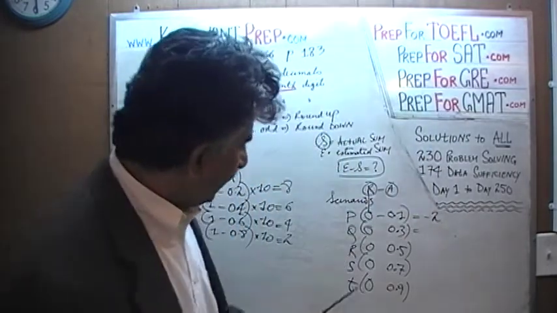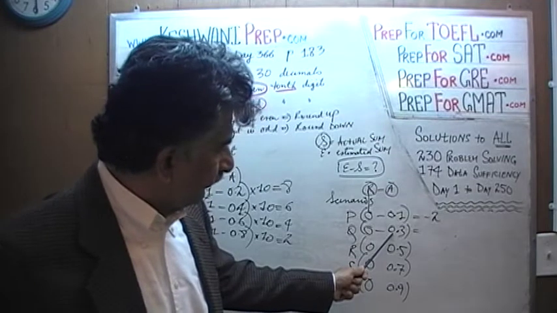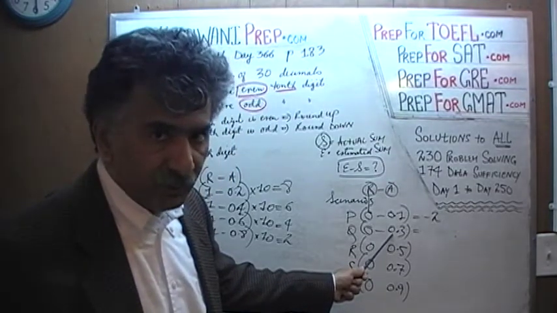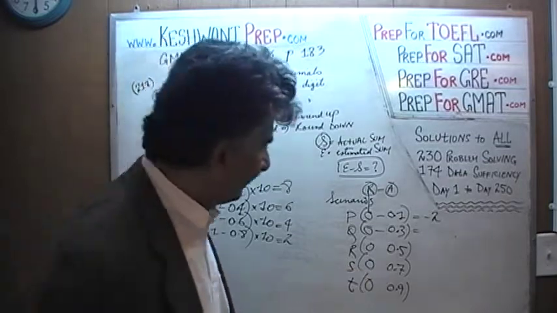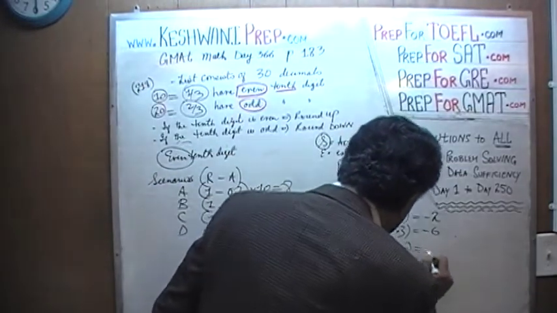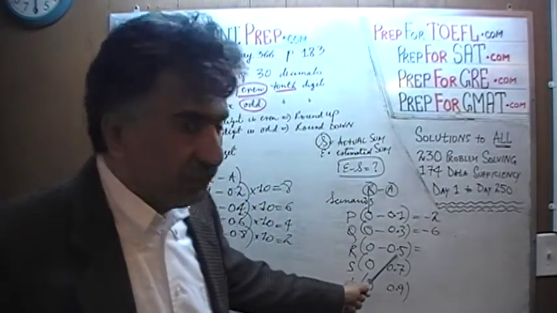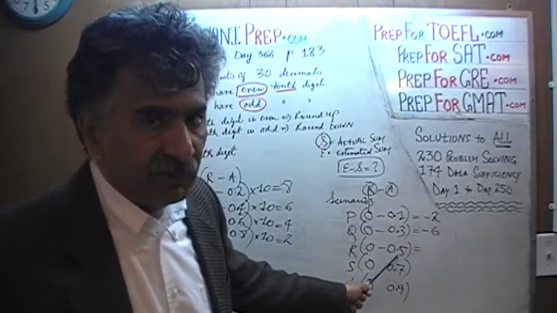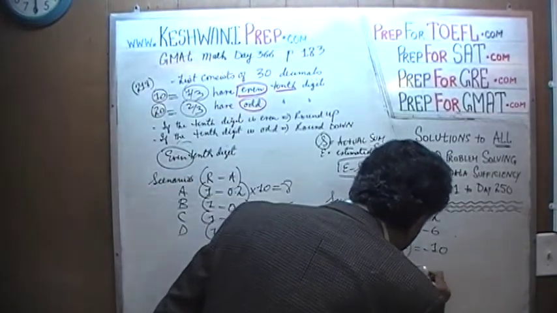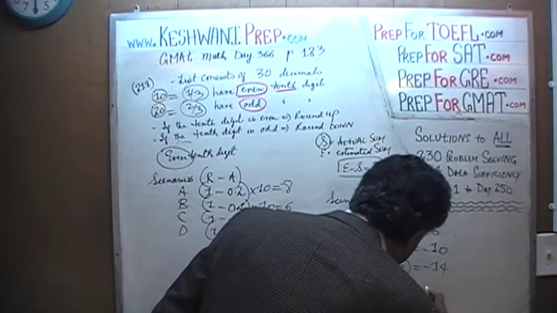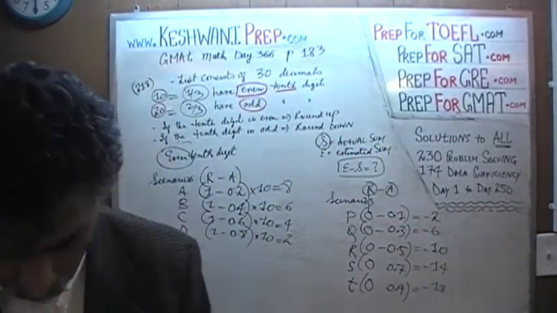Here, 0 minus 0.3 times 20: 0.3 times 10 would have been 3, so 0.3 times 20 is going to be 6. This is going to be 0 minus 0.5, which is 0.5; 0.5 times 10 is 5, 0.5 times 20 is going to be negative 10. This is going to be negative 14, and finally this is going to be negative 18. We are almost there.